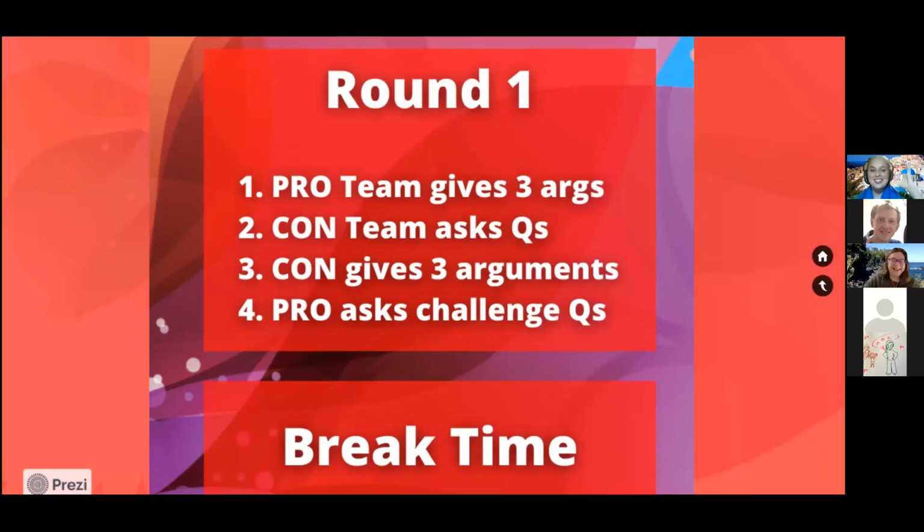And then the con team, the other team, asks cross-examination questions about the pro team's 3 arguments. After that, the con team gives their 3 arguments. And then the next step is the pro team asks their challenge questions, the cross-examination questions. So that's the first round.